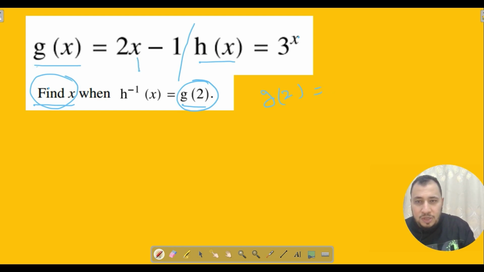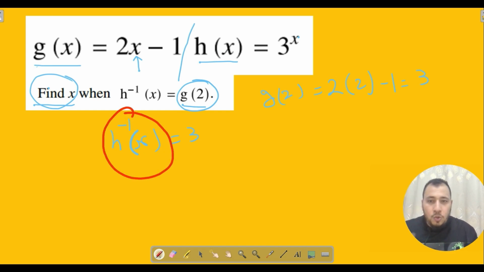Let's get g of 2 here equals, I'm going to substitute x here in function g with 2, so it's going to be 2 multiplied by 2 minus 1, this is equal to 3. Okay, now our equation is h inverse of x equals 3. As I told you earlier, the inverse means x, because when we get the inverse of the function, that means we are getting x.